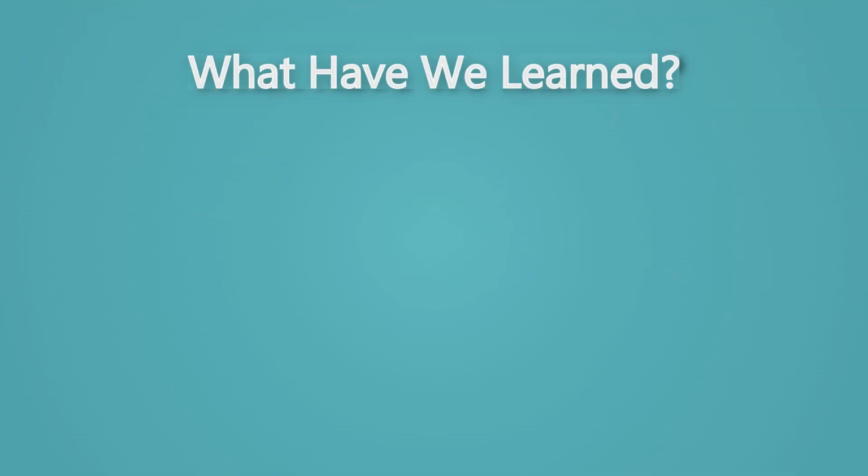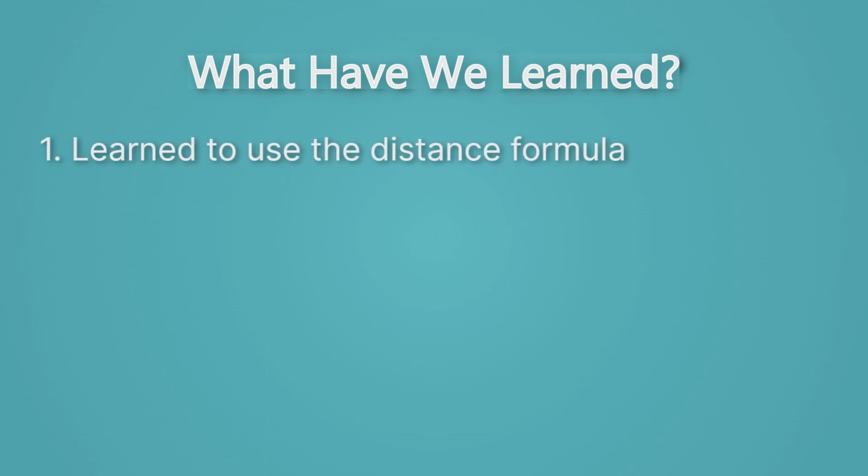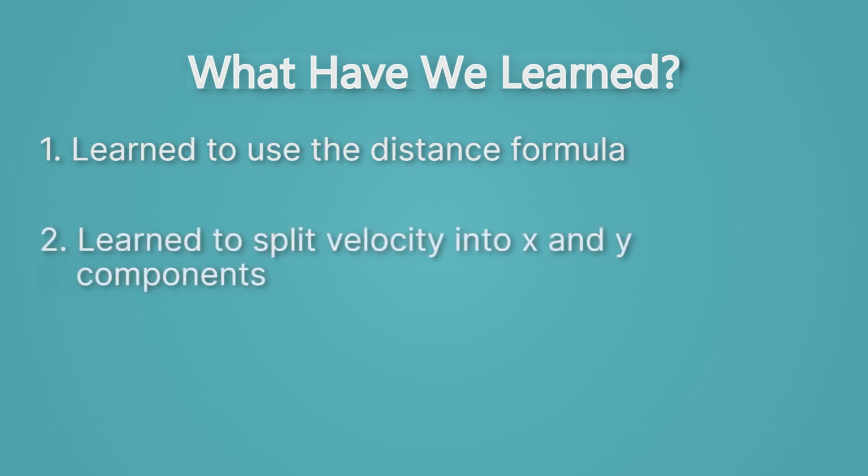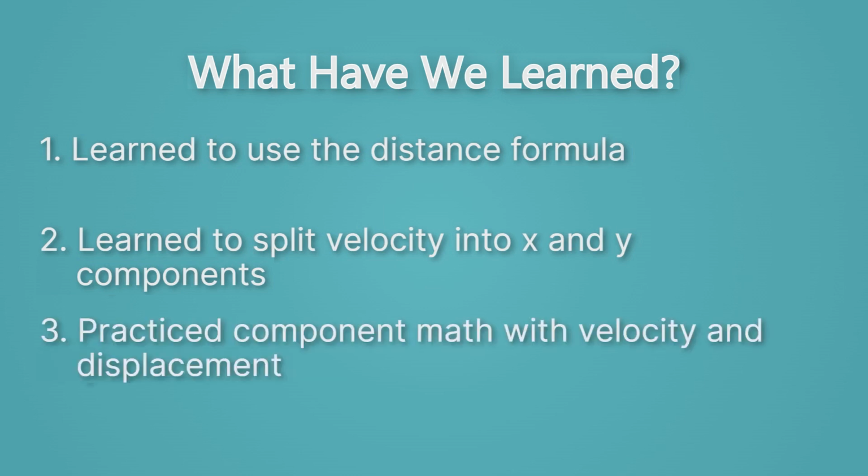Let's summarize what we've learned. We learned to use the distance formula, which we learned really should probably be called the displacement formula, but the mathematicians called it the distance formula. We also learned to split velocity into x and y components. We saw that you can take a velocity and think about just how quickly it's moving in the x and just how quickly it's moving in the y. Lastly, we practiced component math with velocity and displacement, where we saw that all of that same triangle math can be applied to velocity or displacement.